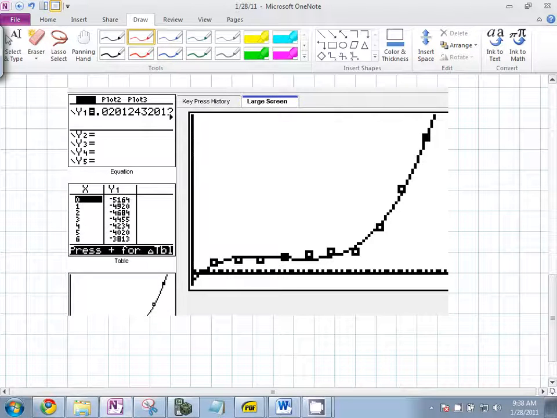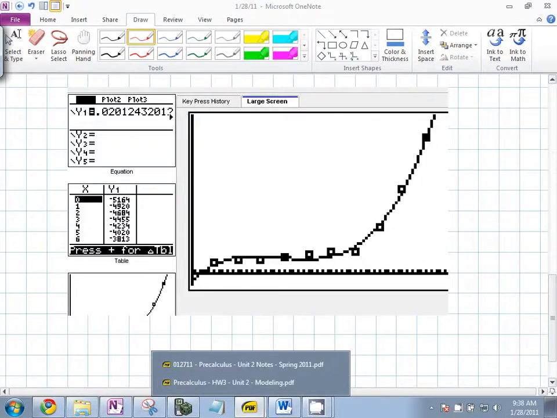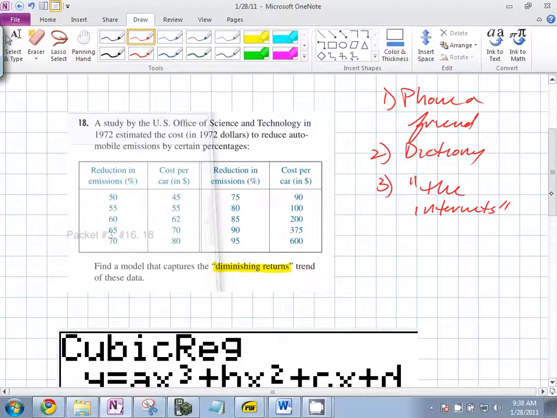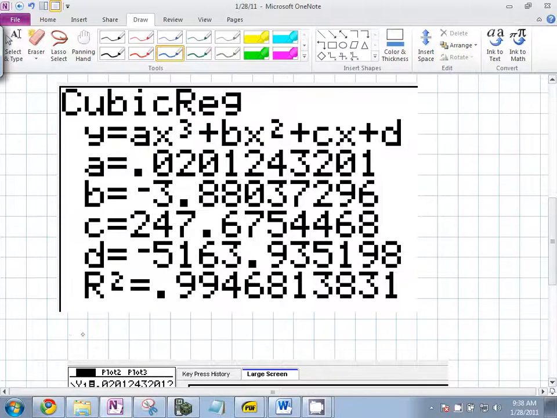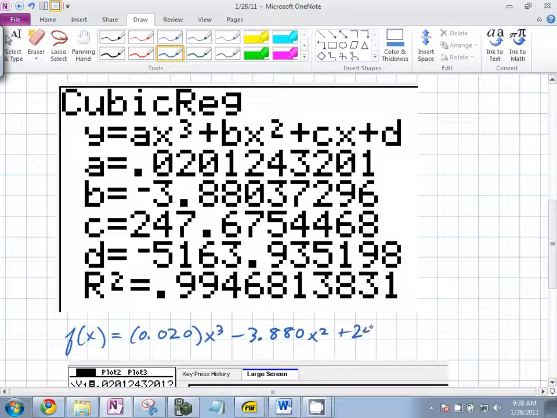Let's go back up to the question that asks, find a model that captures a diminishing return. So if you had to round, go to at least 3 decimal places. So we have f of x is equal to 0.020 x cubed minus 3.880 x squared plus 247.675 x minus 5,163.